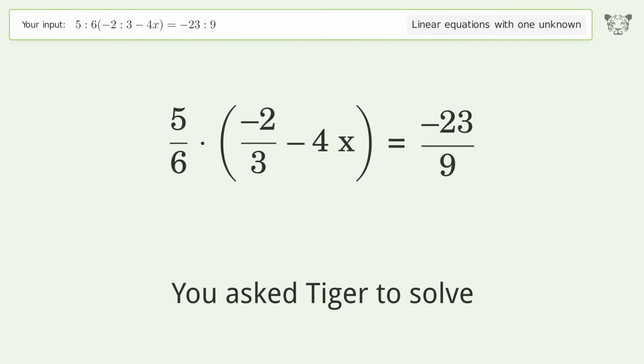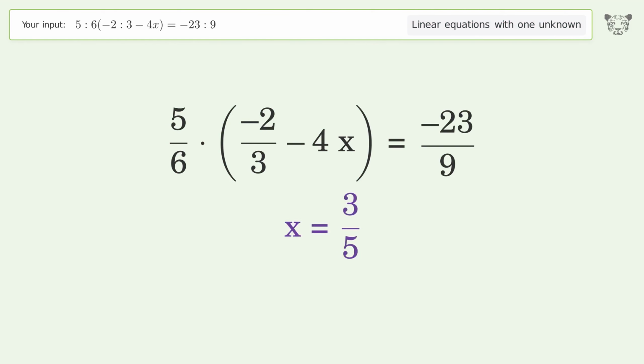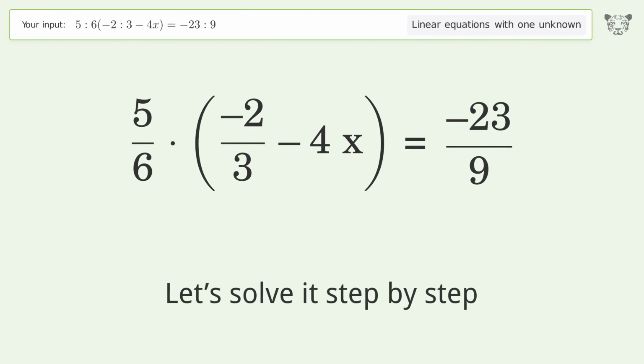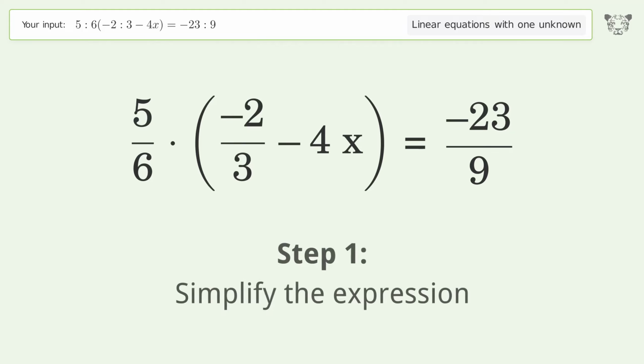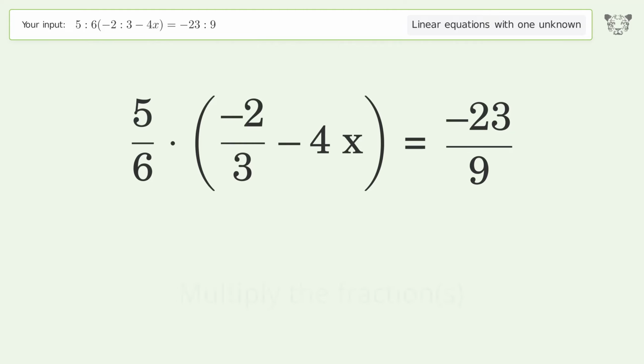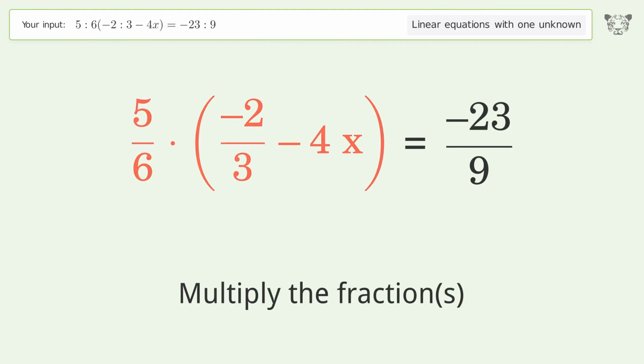You ask Tiger to solve. This deals with linear equations with one unknown. The final result is x equals 3/5. Let's solve it step by step. Simplify the expression. Multiply the fractions.